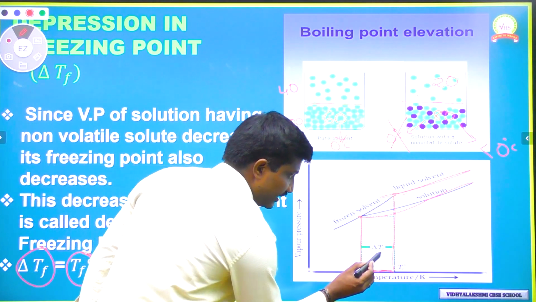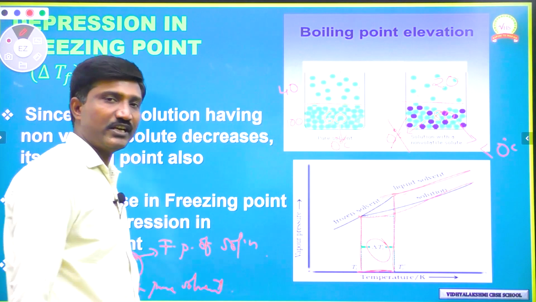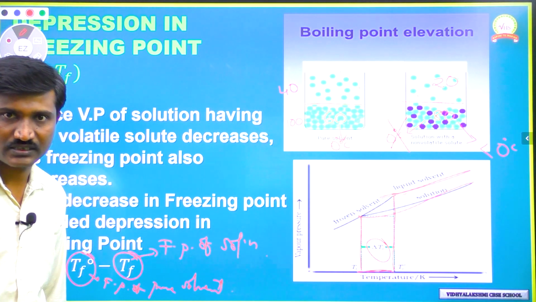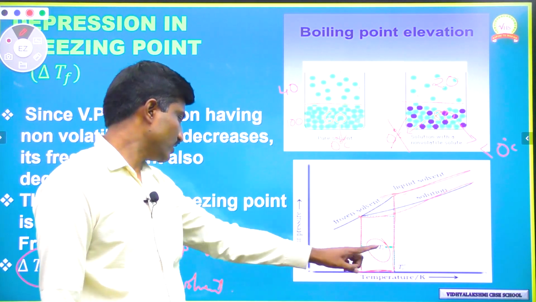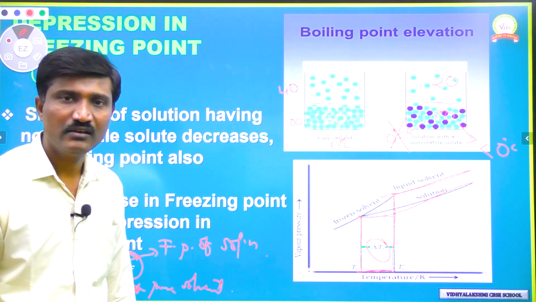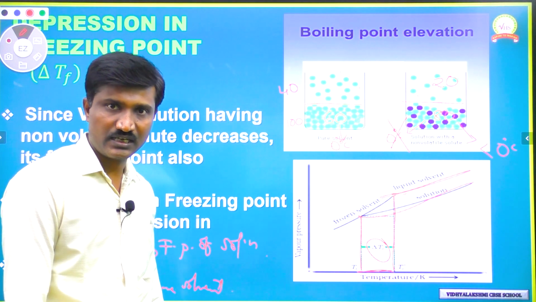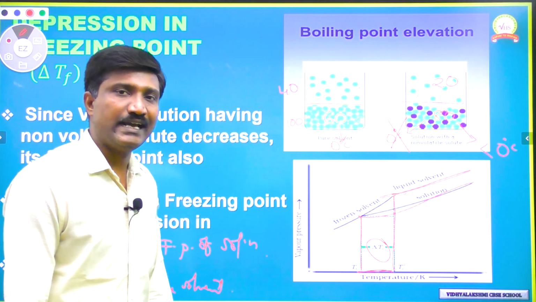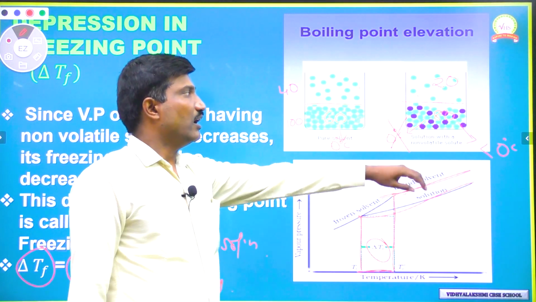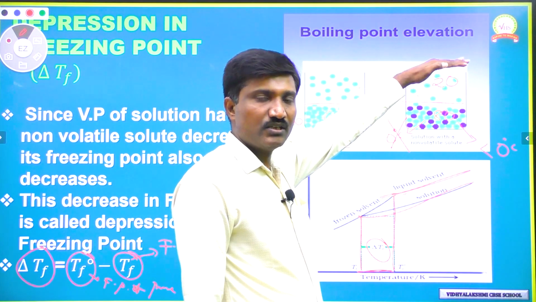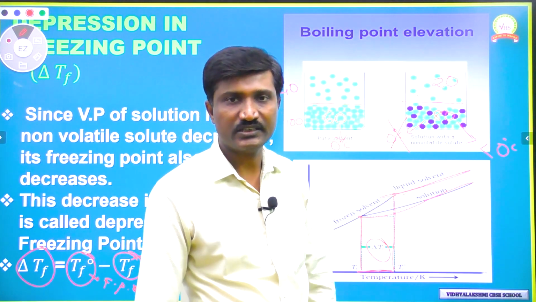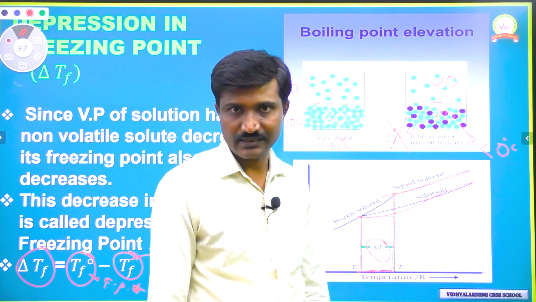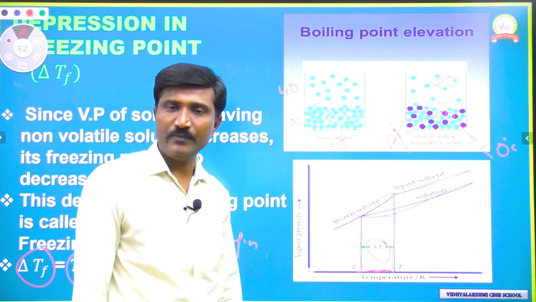That difference we call depression in freezing point. That delta TF we call depression in freezing point. Is it clear? Now, is there any relation between vapor pressure and the freezing point? Yes, there is a relation between vapor pressure and the freezing point.